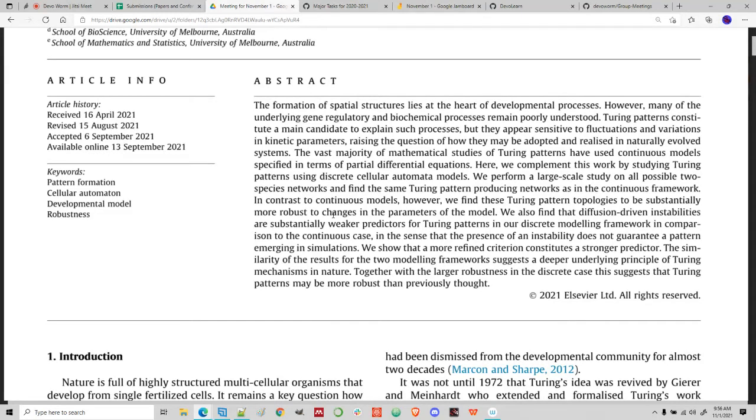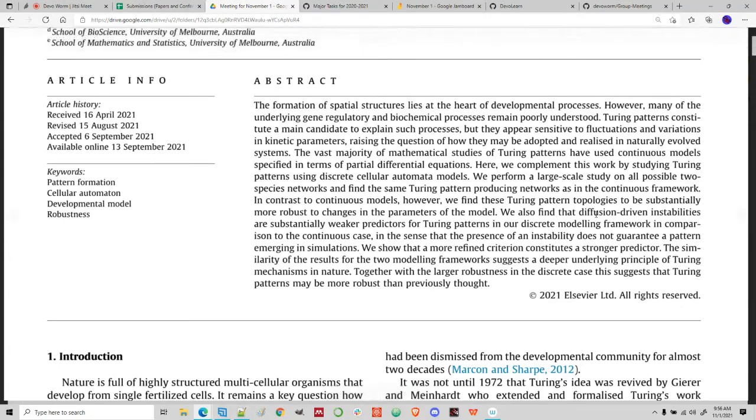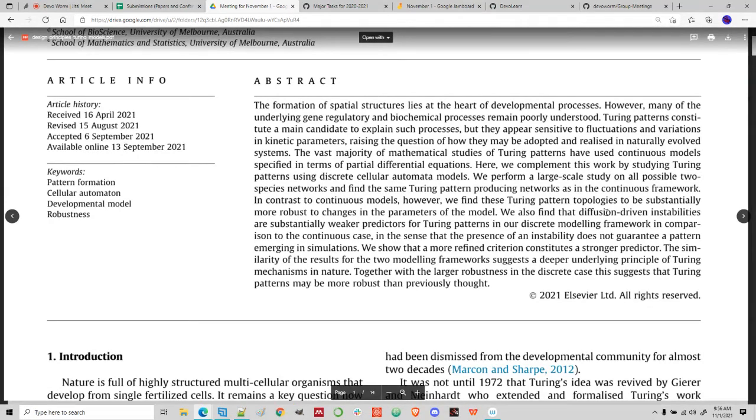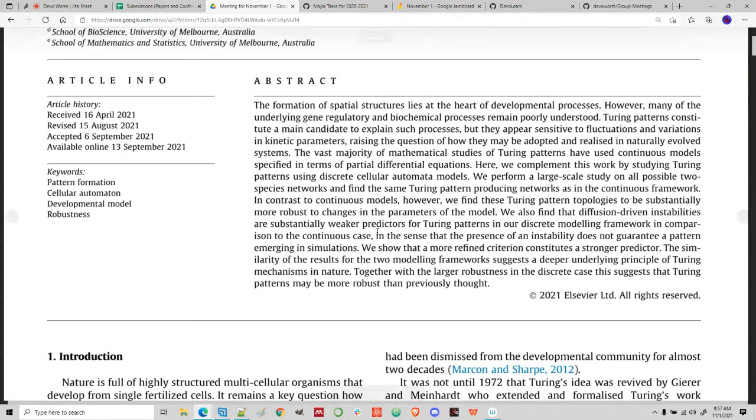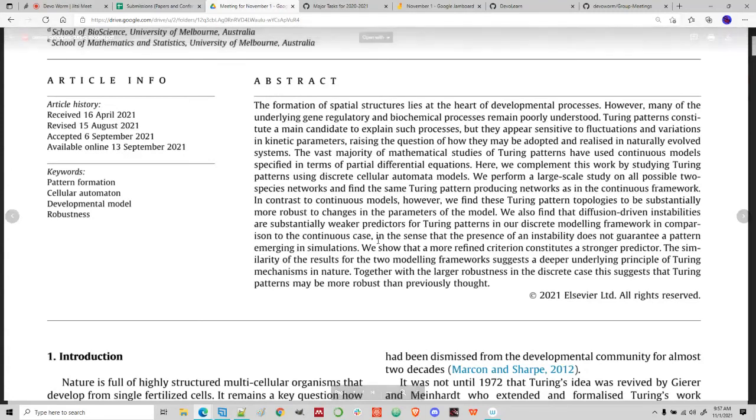So in other words, when you have changes in parameters of the model, biochemical noise or other fluctuations, this model is going to be robust to those. We also find that diffusion-driven instabilities are substantially weaker predictors for Turing patterns in our discrete modeling framework. So diffusion-driven instabilities are things like noise or things that happen when you have things like turbulence. There's a lot of these kinds of instabilities that occur, and so you want to be robust to those. And so these are actually weaker predictors in their discrete modeling framework. So in other words, these cellular automata are robust to those kinds of things that drive change.